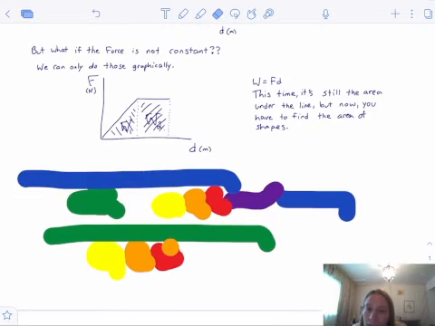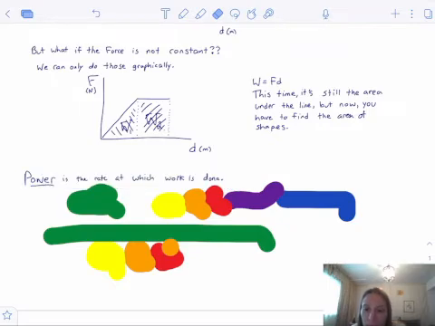And that is probably as much as AP Physics 1 might ask you to do with curves. Not straight lines, that is, okay? So let's talk about power. Power is the rate that you do work.